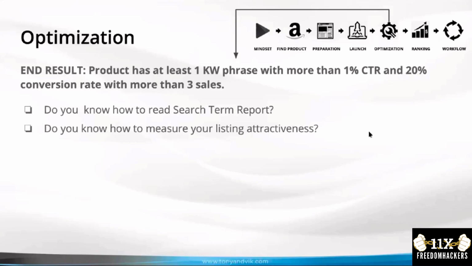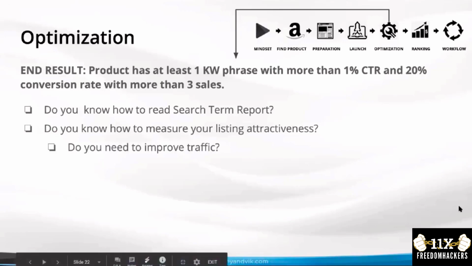So, questions for optimization, you guys. If you have a product on Amazon, do you know how to read the search term report? If you don't know, make sure you know. That's the first and foremost, most important report you need to read. Second question, do you know how to measure your listing attractiveness? And this is the click-through rate, the CTR you see on top here, right? You need to understand how to measure how attractive your product is compared to others. So that's why you did the launch, right? You had the car, you made a few miles, and now you understand that. And so now you need to ask yourself a question.